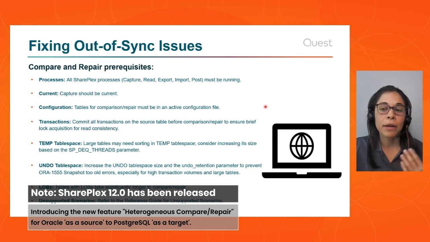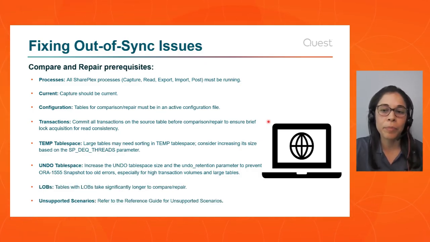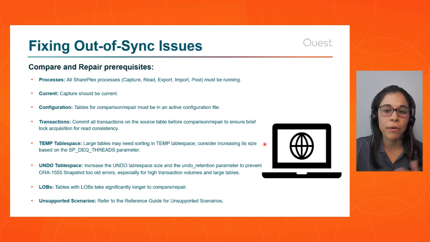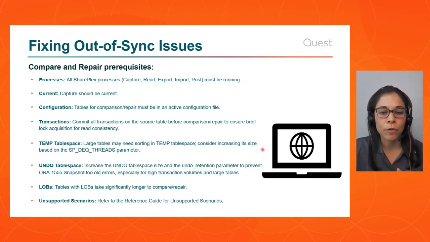Only the tables that are included in the active configuration file are allowed to be compared and repaired. Any uncommitted transactions on source tables should be resolved, because they can prevent the compare and repair process from obtaining read consistency. For a large table, you can increase the table space if necessary, based on the threads that you are using for the compare and repair process. You can check the threads in the SP_DEQ_THREADS parameter. Find more information in the reference guide.